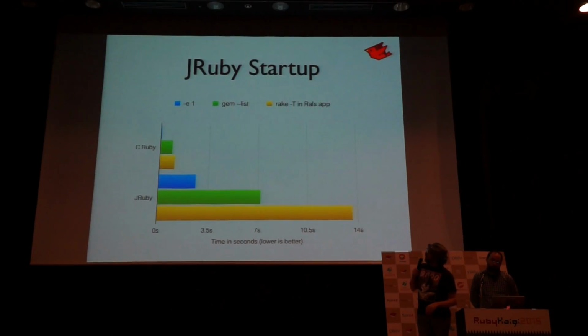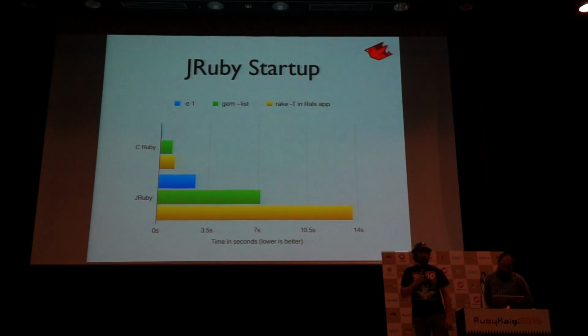How bad is it? So this is a comparison of CRuby startup with JRuby startup for 3 common tasks. So -e1, basically just booting JRuby itself. gem list, and I think I had about 100 libraries installed when I did this test. And rake -T in a Rails app, which will boot up all of the Rails framework and get a list of tasks. And so you can see that we're many, many times slower here, and this is a big reason why people tend to stay away from JRuby.